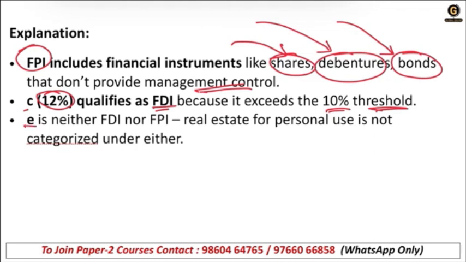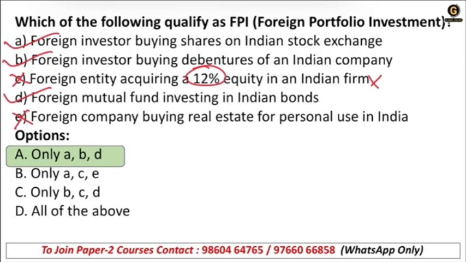E is neither FDI nor FPI. Real estate for personal use is not categorized under either. Correct. See the question. Foreign company buying real estate for personal use in India. Here, one thing is important: for personal use. It's not for business. It's not for investment. Right. So it should not be considered as FDI and FPI as well.